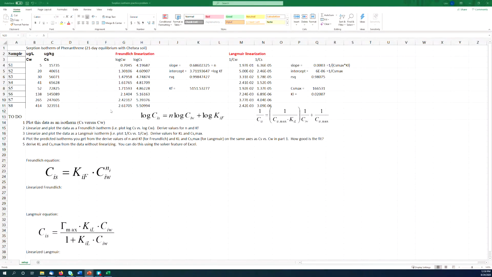Today I'm going to show you how to do some nonlinear curve fitting using the Solver feature in Excel. So here is the data for the isotherm that I used in the video where I showed you how to do nonlinear curve fitting in R. And now we're going to use this same data to do some curve fitting in Excel.